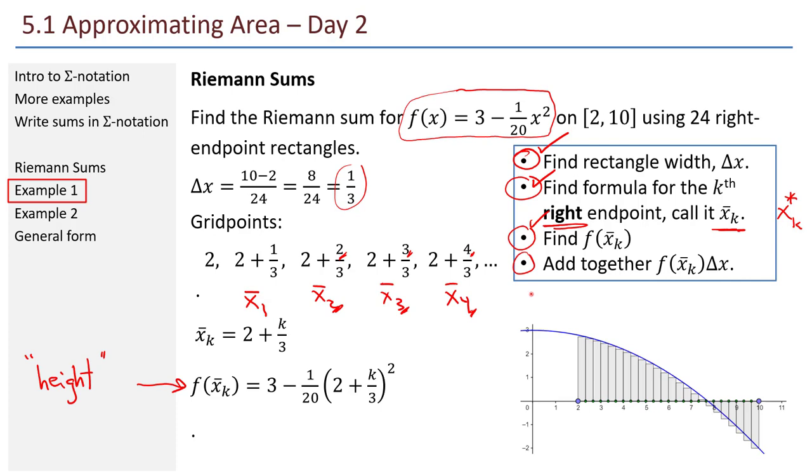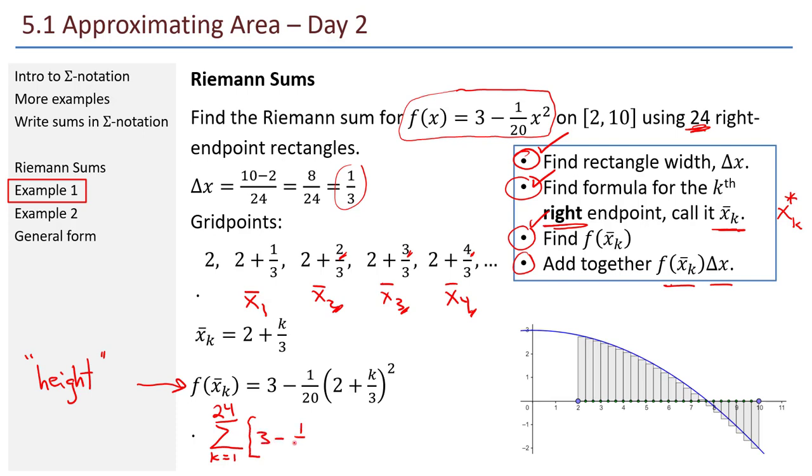Last step remains. Let's multiply height times width and add them all together. So I will use sigma notation. Sigma, k equals 1. What's my upper limit? Well, it's the number of rectangles, because for every rectangle I will multiply height times width. So I have 24 rectangles. 24. And the height of the kth rectangle is all that stuff.